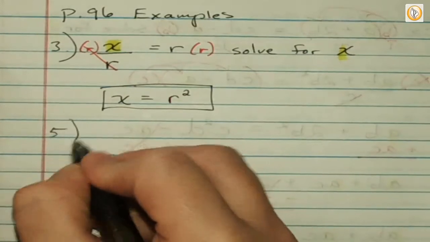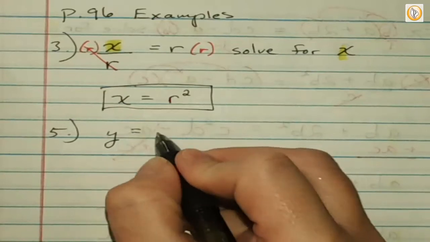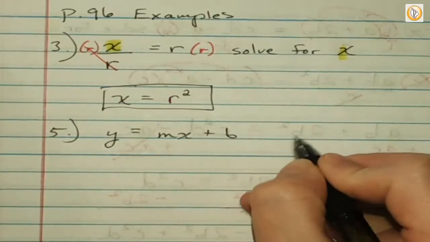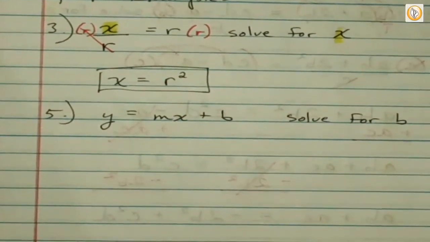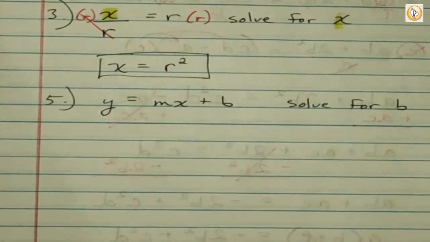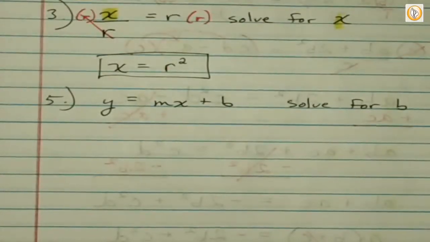Okay, number 5. This one looks familiar. Emily, y equals mx plus b. We're going to solve for b. And hopefully it does look familiar. What is the slope? Everyone? Gabby? You're close. M. Yay! And the y-intercept is? B.